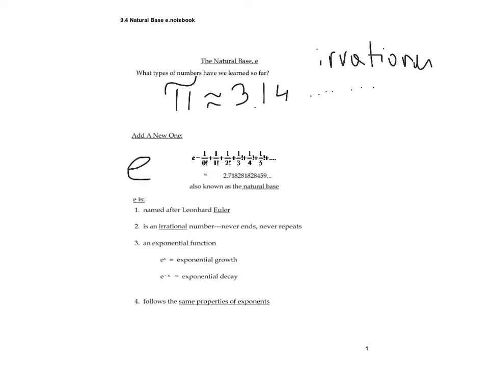e by definition is the sum of 1 over n factorial. This in mathematics means factorial. You don't have to know this for this class, but when you take statistics or college courses, they will talk about this. And by definition, e is approximately 2.718. And again, it never stops. If you look at this, it's 2.71828, and so on.